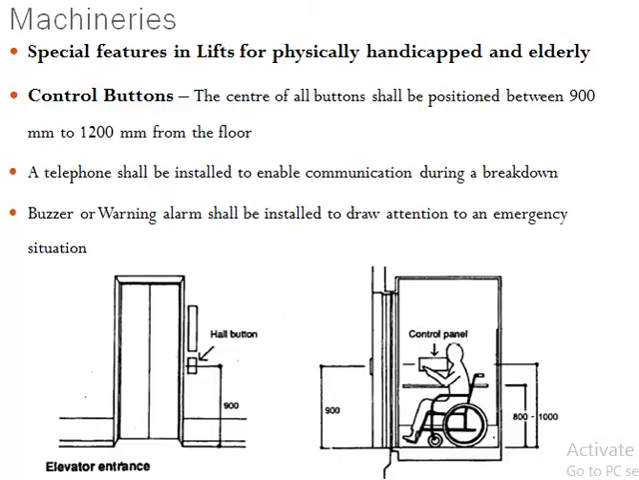Then about the control buttons, the center of all control buttons shall be positioned between 900 mm and 1200 mm from the floor. Also, a telephone should be installed to enable communication during a breakdown or an emergency situation. There should also be a buzzer or warning alarm so that if a person is stuck inside the lift, he can raise the alarm and the person can be rescued.